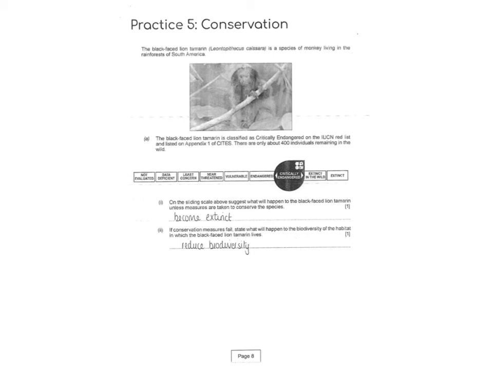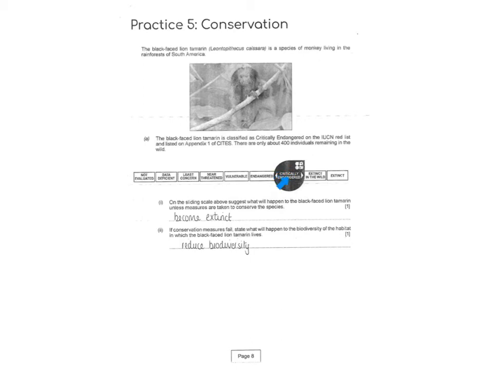Question 5, conservation. The black-faced lion tamarin is a species of monkey living in the forests in South America. The black-faced lion tamarin is classified as critically endangered on the IUCN Red List and listed on Appendix 1 of CITES. There are only about 400 individuals remaining in the wild. On the sliding scale above, suggest what will happen to the black-faced lion tamarin unless measures are taken to conserve the species.